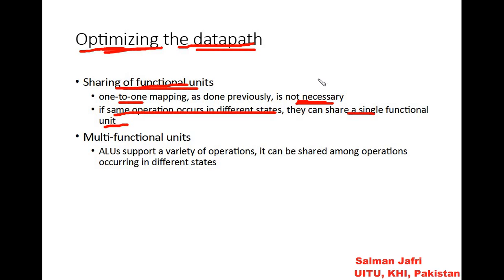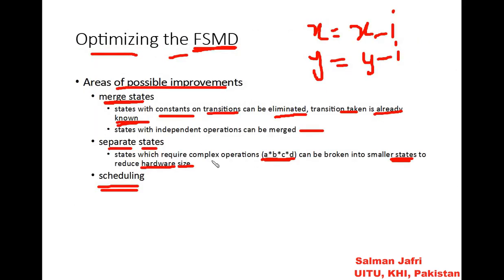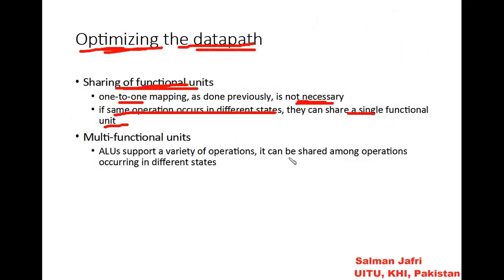Or the multiplication example that I showed you earlier, right? We could have a single multiplier which would carry out a multiplied by b in one state, c multiplied by d in the other state, and finally in the third state the multiplication of the products ab and cd. We can also have multifunctional units, or the concept of ALUs, arithmetic and logic units. Since they support a variety of operations, they can be shared among operations occurring in different states. But again, if we have these kinds of ALUs, we are moving away from the spirit of the SPP, or the single purpose processor.